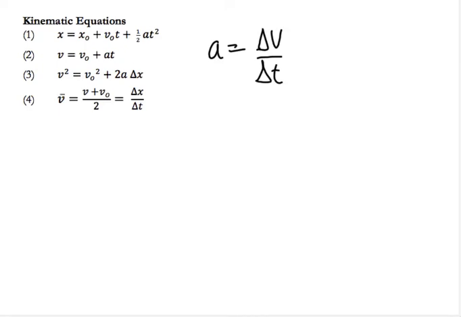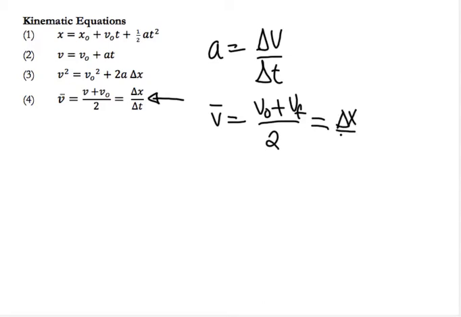divided by delta t. And we're going to use this equation right here, which we haven't really derived. We're going to argue that it certainly makes sense that the average velocity is just the arithmetic average of the initial velocity and the final velocity. And that is simply defined to be the displacement divided by the time interval.